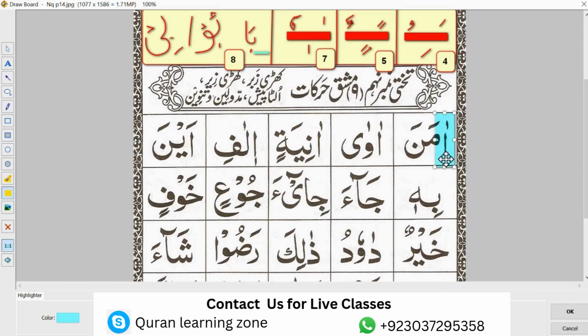Hamza Khari Zabar, Mim Zabar: ma. Now you read these two letters together. Its sound is ama. And the next one is Nun Zabar: na. Amana. The first letter you make longer, one second, and the second you make longer just half a second. Mim and Nun have no length because you can see on top there is a Zabar, and also the next one is Zabar.